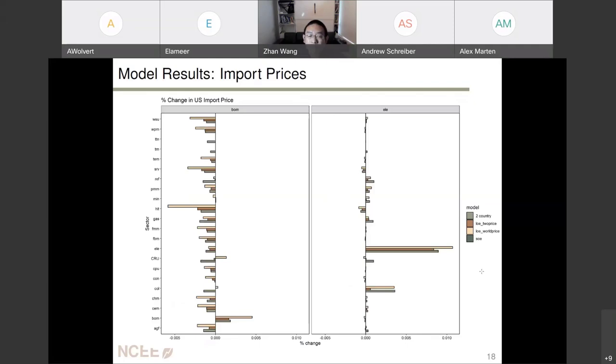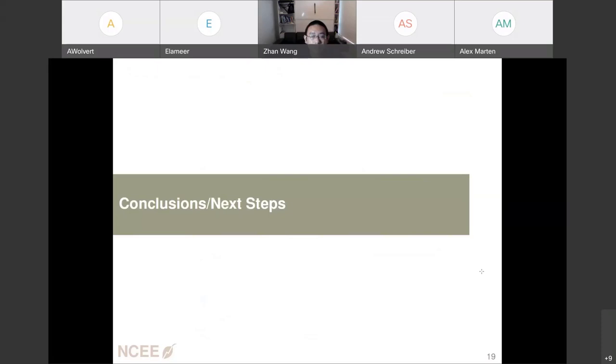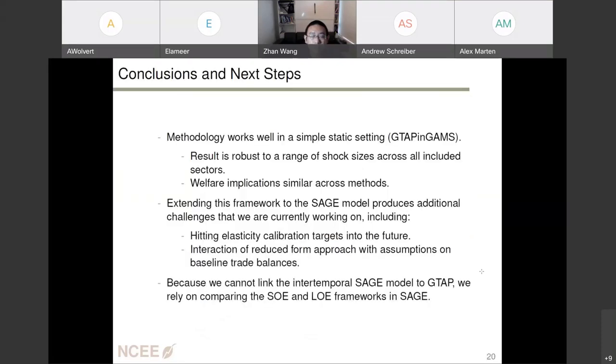Here for the import prices, there's a bit more heterogeneity, but again, because the elasticities are so large, the price impacts are very, very tiny, on the order of magnitude of 0.005%, right? And so, there is a little bit more wiggle room here between the two country model and the large open economy two price model, but the change is very minor. Next slide.